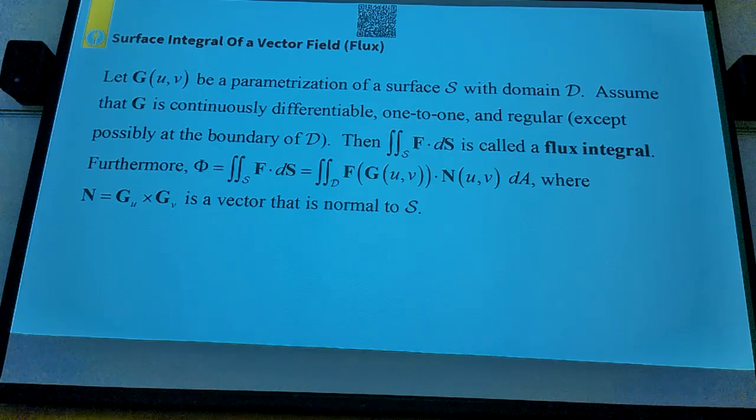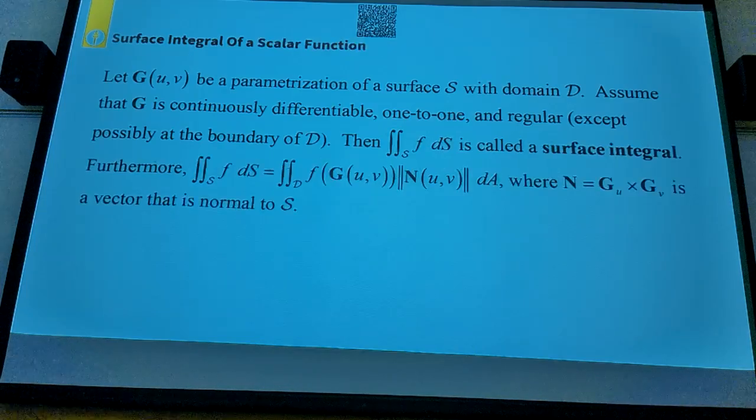And of course, notice for the scalar, it doesn't matter. When you take the norm of the normal vector, regardless of which direction it's pointing, it's the same. So the orientation of the surface here really doesn't matter, but it does for flux.